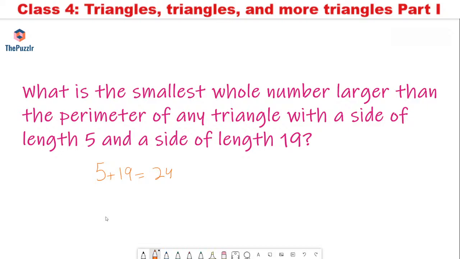So what's the smallest triangle that doesn't work? That would be 5, 19, and 24. If you add up all three of these values, you'll get your answer of 48. So anything above 48 can be made, because for a specific problem, you can actually get that.